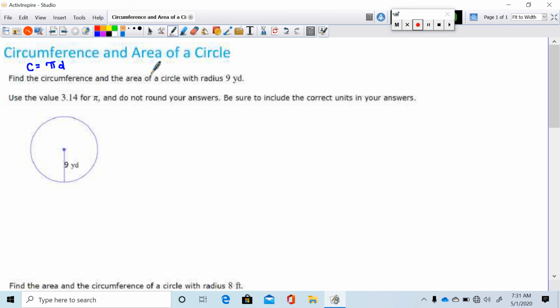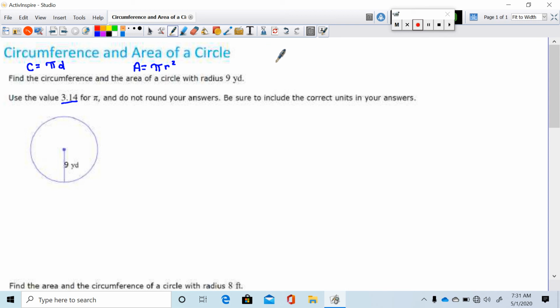Area is the amount of space it takes to fill up a circle inside. The amount of space inside. The formula for area is area equals pi r squared. Now the D and the R, they tell you to use 3.14 for pi.